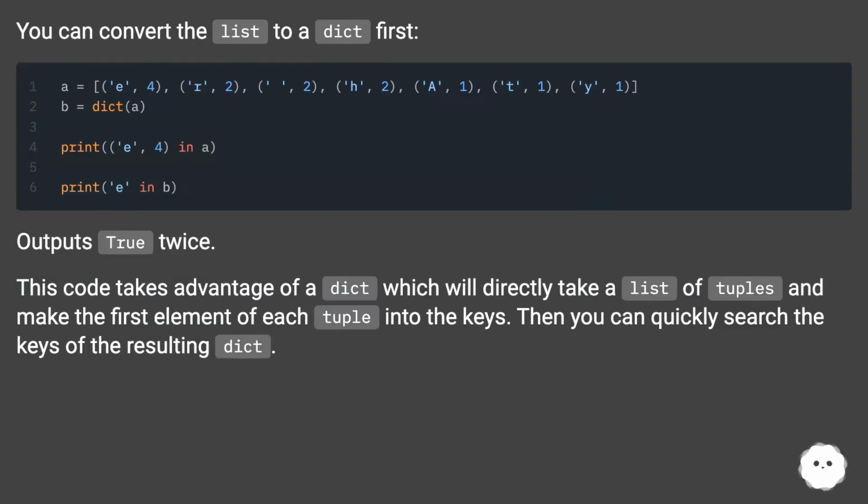You can convert the list to a dict first. Outputs true twice. This code takes advantage of a dict, which will directly take a list of tuples and make the first element of each tuple into the keys. Then you can quickly search the keys of the resulting dict.